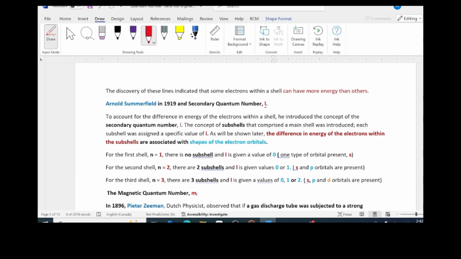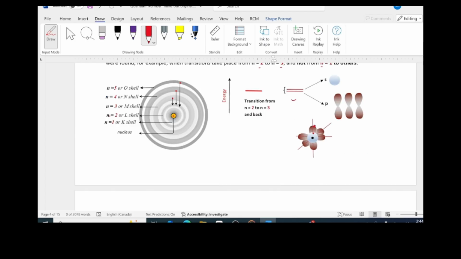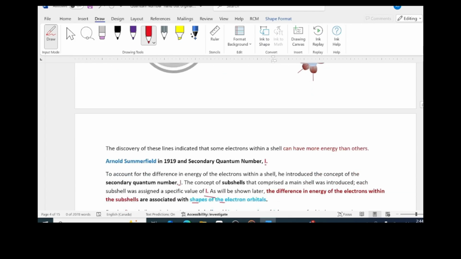Arnold Sommerfeld in 1919 would ascribe secondary quantum number l to what he calls subshells. So to account for the difference in energy of the electrons within a shell, Arnold Sommerfeld introduced the concept of the secondary quantum number l. The concept of subshells that comprise a main shell was introduced. That is, each subshell was assigned a specific value of l. As will be shown later, the difference in energy of the electrons within the subshells are associated with the shape of the electron orbitals. We have not done that yet. I have alluded to that already. The difference in energy is due to the difference in the shape of these orbitals in which the electrons are present.